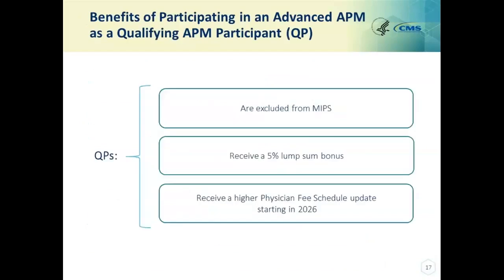Here again, we talk about the QP. What is a QP? It's a qualifying APM participant. The QP must be in an advanced APM. In addition to that, the QP receives many benefits. One, they're excluded from MIPS reporting. A lot of people say it's a burden reduction. For some, they may want that, but you're doing the work already in your advanced APM, so we're not going to require you to do it twice. Two, you receive a 5% lump sum bonus. The benefit of that is, again, it's a payment for the work that you do. And thirdly, you receive a higher physician fee schedule update starting in 2026. Next slide.